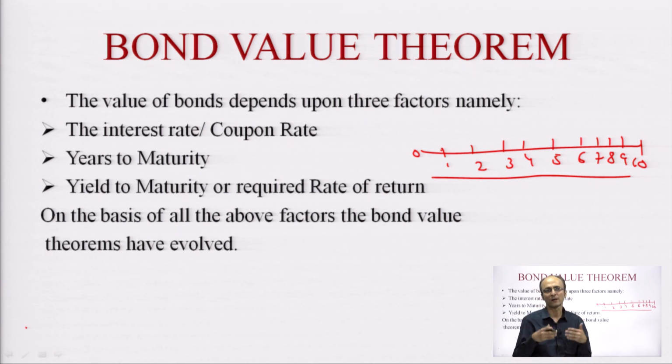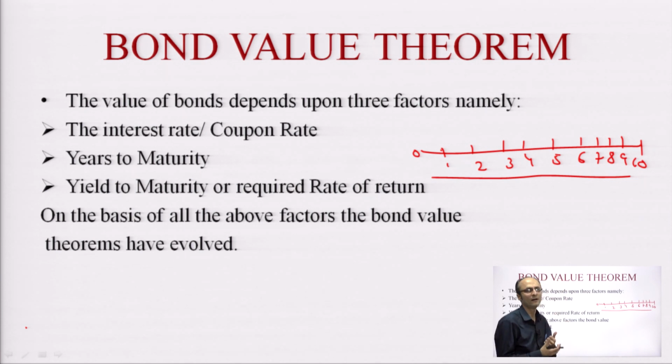And suppose the expectation of the bond holder started to decrease, the value of the bond will rise. Now, all these three factors have a significant impact on the value of the bond, and on the basis of these three factors, bond value theorems have evolved over the years. Now, we will be discussing different bond value theorems which have evolved based on all these three factors. Let us see the first bond value theorem.